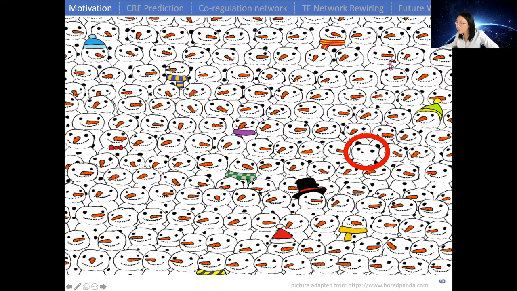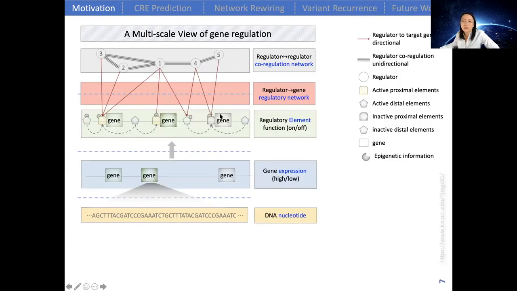For this challenging problem, we start to think about, at different layers, what are the consequence impacts of genetic variations in the context of human diseases. As you can see, on the DNA level, we have different nucleotides. The important part of the genome is what proteins we have in the cell. And then there are elements that we call regulatory elements. Their on and off status determines the expression level, high or low, of these genes. And there are regulators that connect and decide the on and off status. Those regulators, highlighted on the very top, collaborate or compete with each other to control the on and off status of these regulatory elements.